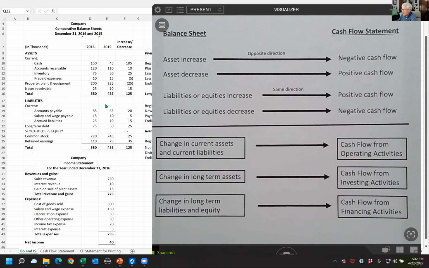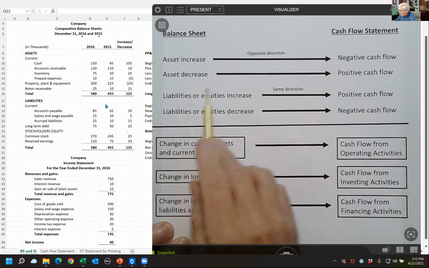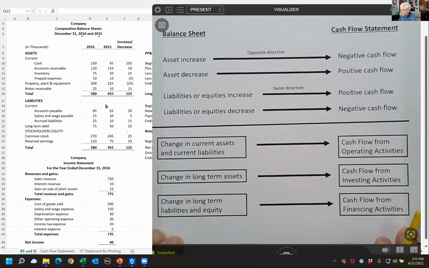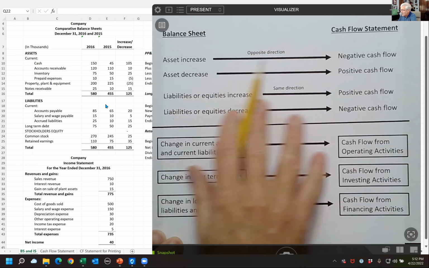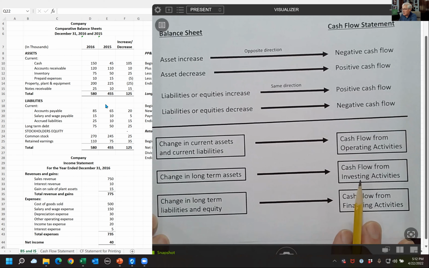So again, we're going to take the balance sheet and the income statement, and we're going to create a cash flow statement. The thing that's not on here is that we're going to start with net income and the indirect method, and we're going to add or subtract non-cash items in net income. So this is getting back to balance sheet adjustments and where they go.